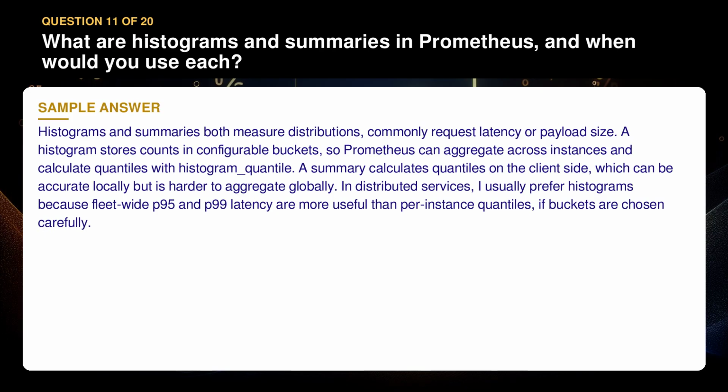A histogram stores counts in configurable buckets, so Prometheus can aggregate across instances and calculate quantiles with histogram_quantile. A summary calculates quantiles on the client side, which can be accurate locally, but is harder to aggregate globally. In distributed services, I usually prefer histograms because fleet-wide P95 and P99 latency are more useful than per-instance quantiles.